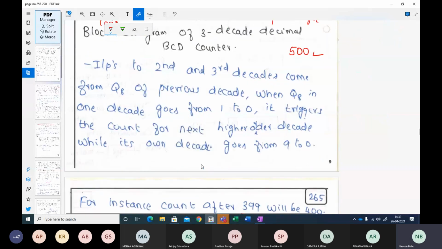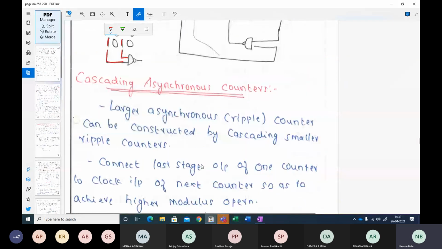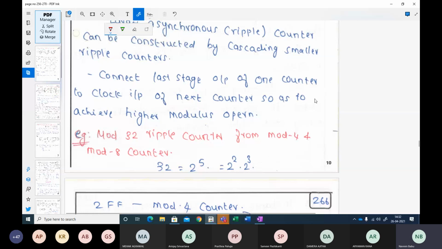Now let us see how to design an asynchronous counter, but for cascading. Let us say, for example, you want to design a mod 32 ripple counter. I said that the modulus has to be a power of 2 only. So I can either have a mod 2 counter, or a mod 4 counter, or mod 8, or mod 16, or mod 32 counters, etc. If I want a mod 32 counter, what combination can make it 32? Only 4 into 8 can make it 32.